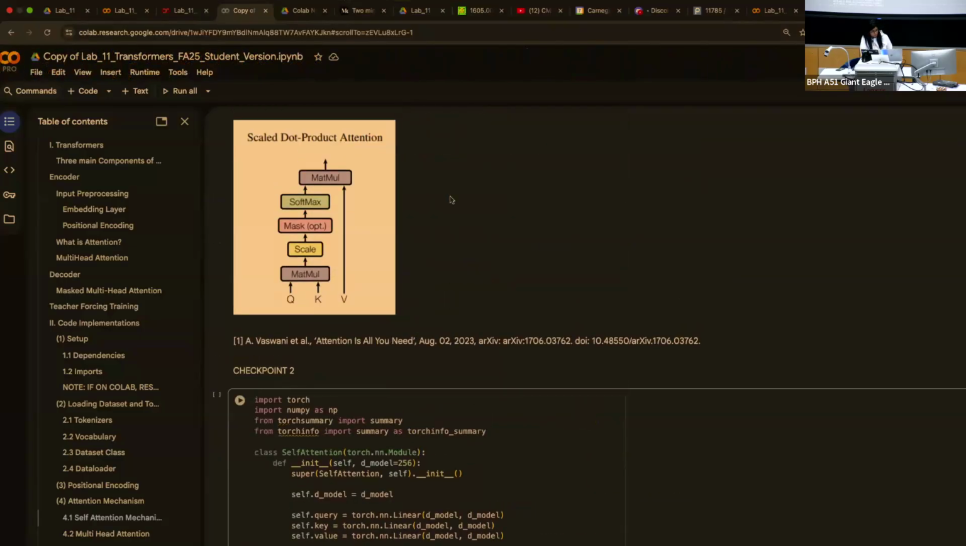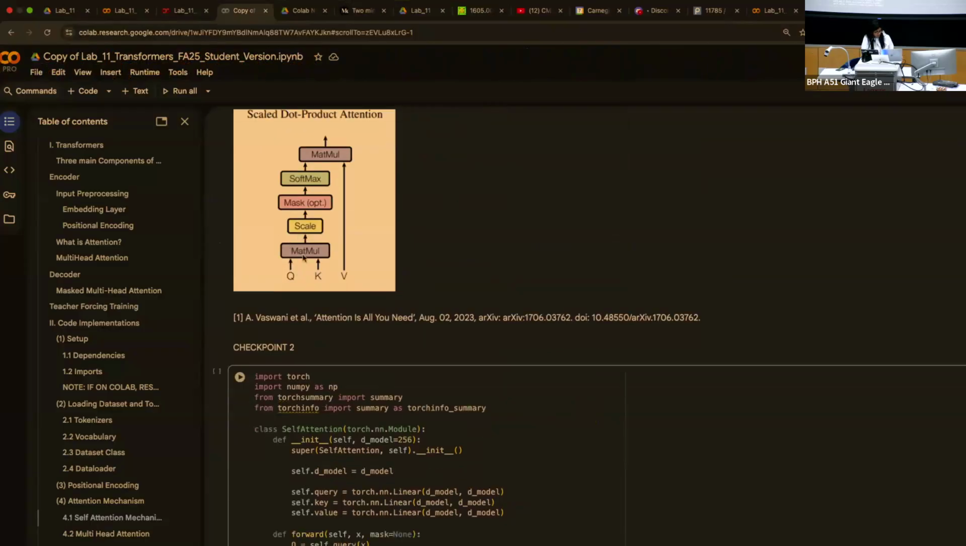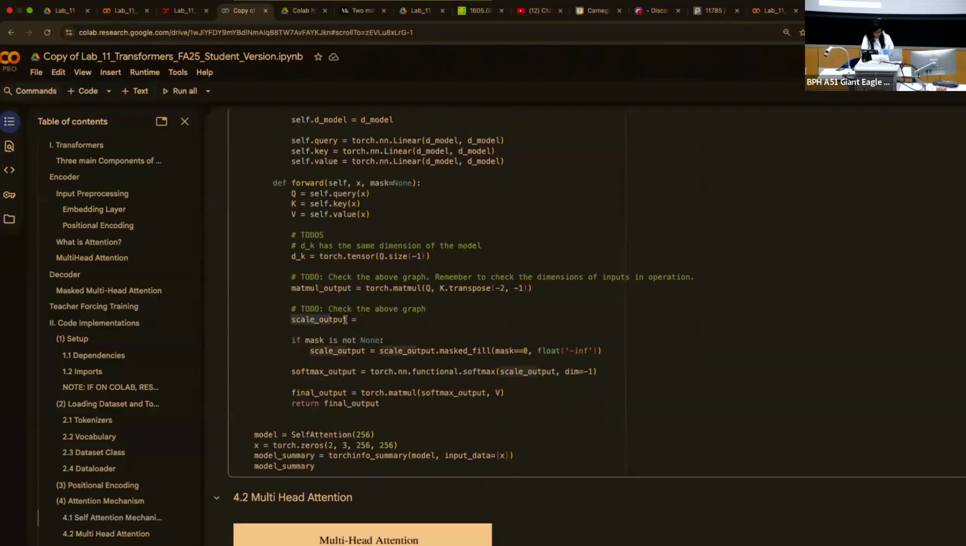So that's the matmul block, and now we will calculate the scale output. So as we discussed, for us to find the similarity, query and key multiplication is enough, but to actually learn something and to prevent the problem of vanishing gradients, we scale the output. We divide it by square root of dk.